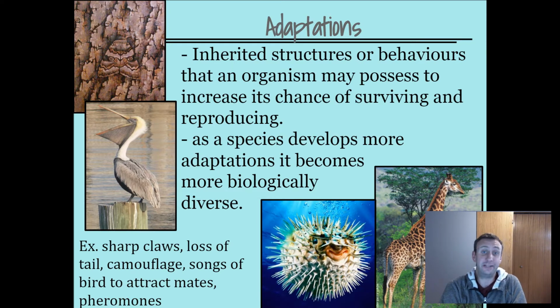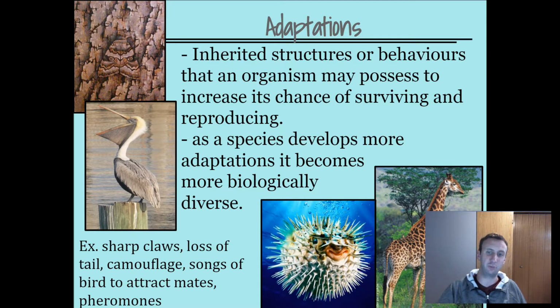So for example, if you get a tattoo, that's not an adaptation. You just like a camouflage tattoo so you can hide in the bushes, right? That is not an adaptation because it's not going to pass on to your offspring. They're not going to have camouflage tattoos. So adaptations are things that are inherited and they can pass on from one generation to the next, and that increases its chance of surviving and reproducing.